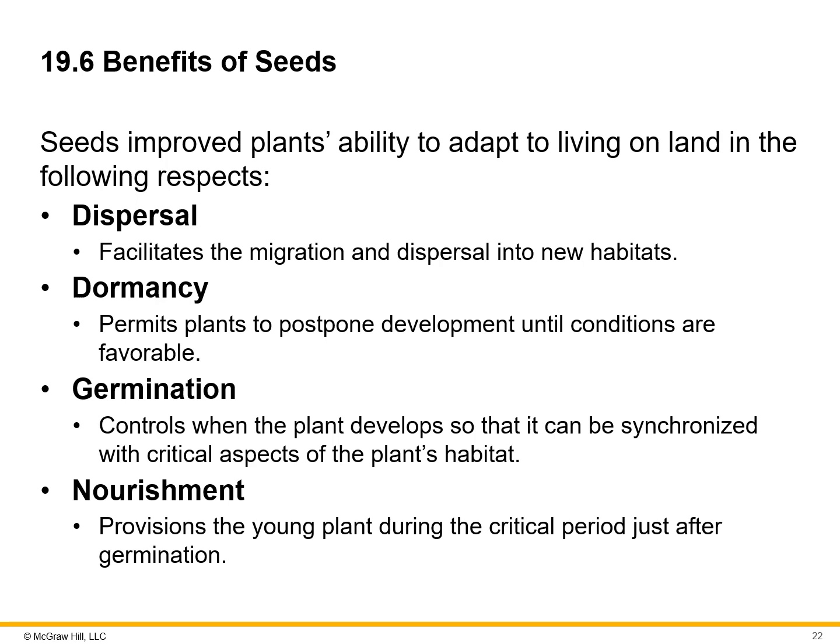Now the benefit of seeds is that it improves their ability to adapt. So there's dispersal, migration to new habitats. The seeds can be transferred by wind, by other organisms, lots of different modes to get them into different places. Because they're resistant, they can be dormant, so they can postpone development until they have favorable conditions and are more likely to survive. Germination controls when the plant develops, so that it can be synchronized with certain aspects of the habitat like temperature, maybe pH, rainy seasons, that type of thing. So again, it can control that development. And it also provides nourishment, so the young plant still has food during that initial germination.